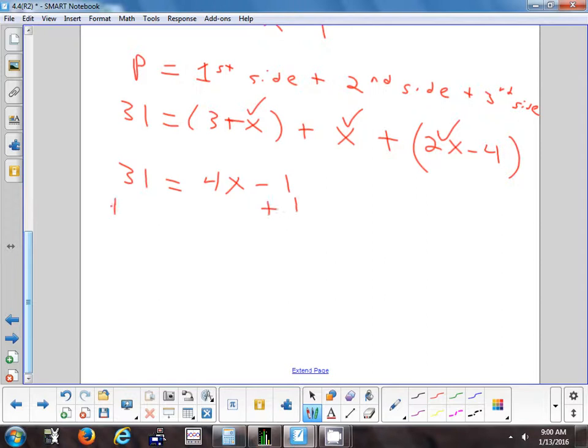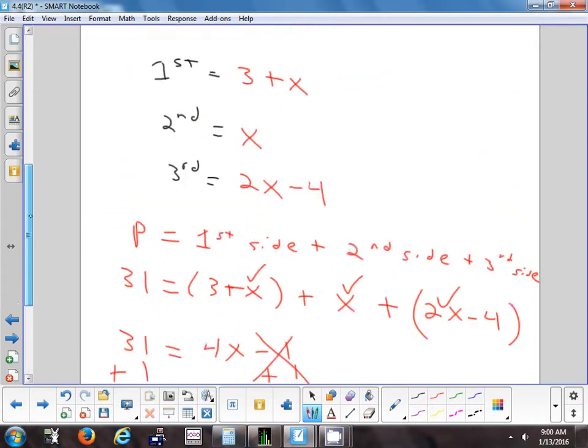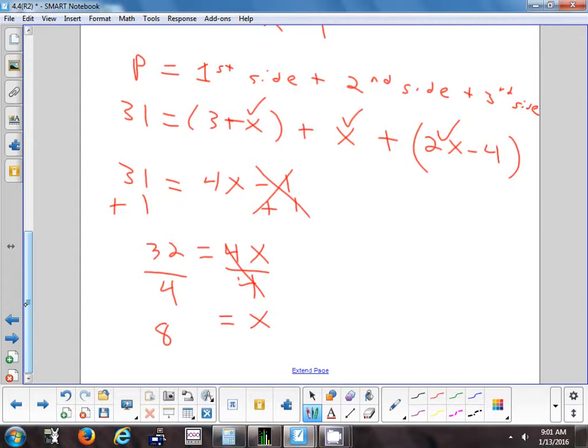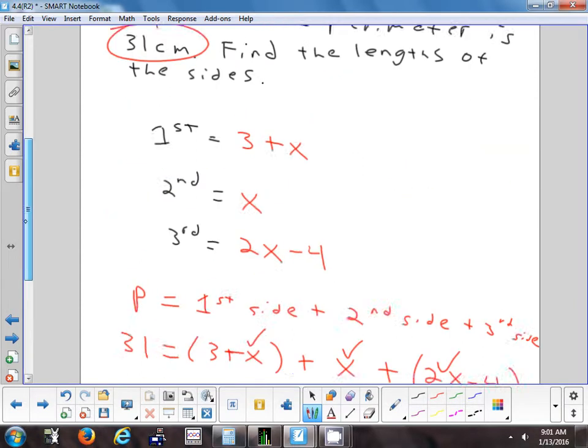Good. We're going to add 1 to both sides. So that cancels out. We get 32 equals 4x. And what is my last step? Ryan? Divide by 4. Good. Divide by 4. And what's 32 divided by 4? 8. Okay, what were my units in this problem? Centimeters. So x is 8 centimeters.